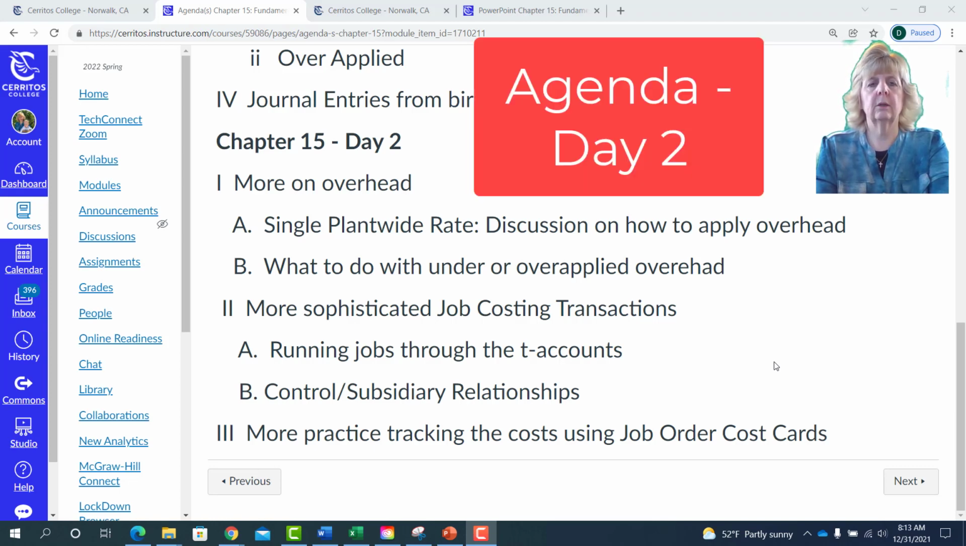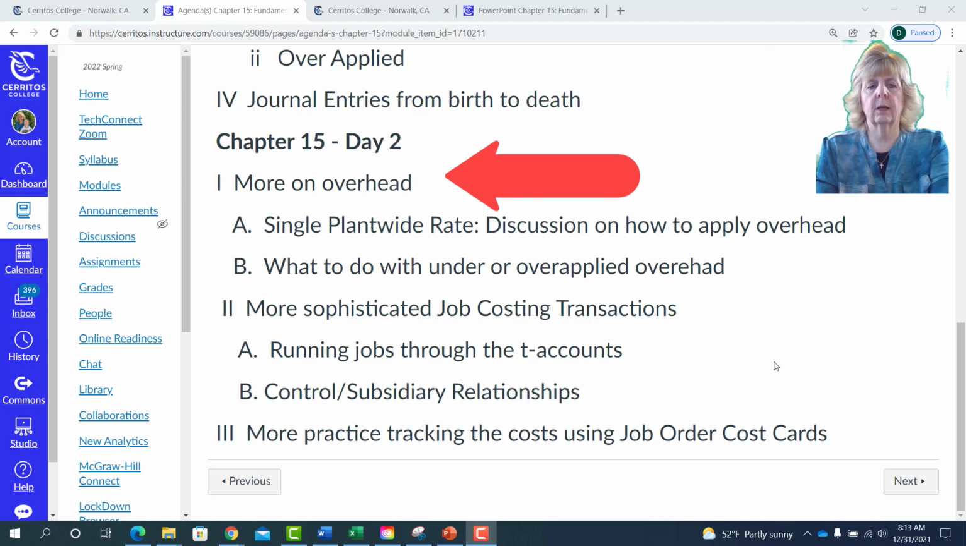On the screen, you'll see the agenda for Day 2. Day 2 will be mostly a review of what we covered on Day 1, with more in-depth coverage on overhead and tracking the costs of jobs from start to finish. We'll take a look again at how overhead works in a job order costing system.